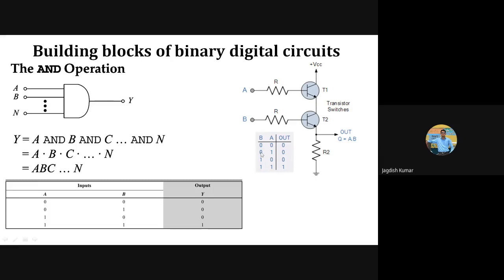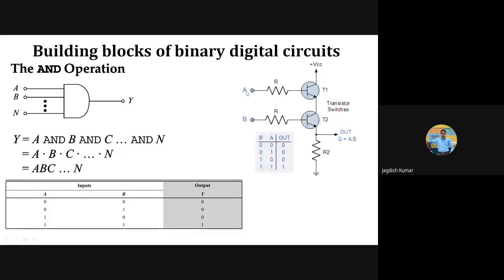Similarly, if B is 0 and A is 1, so any one of the transistors is switched on but the second one is still off, the output will also be 0 again. This is true the other way around. The output will be 1 only when both are 1.